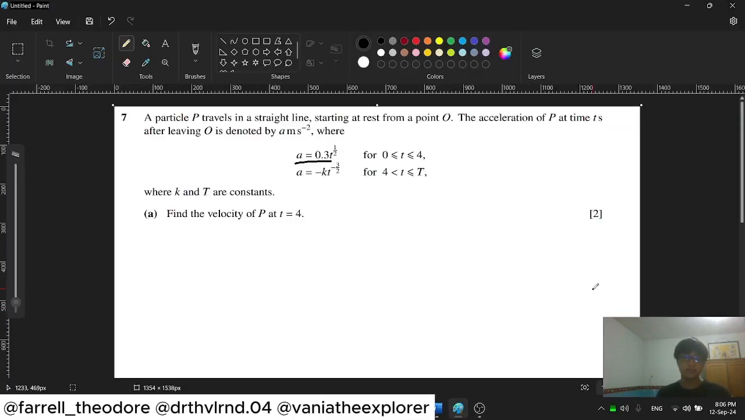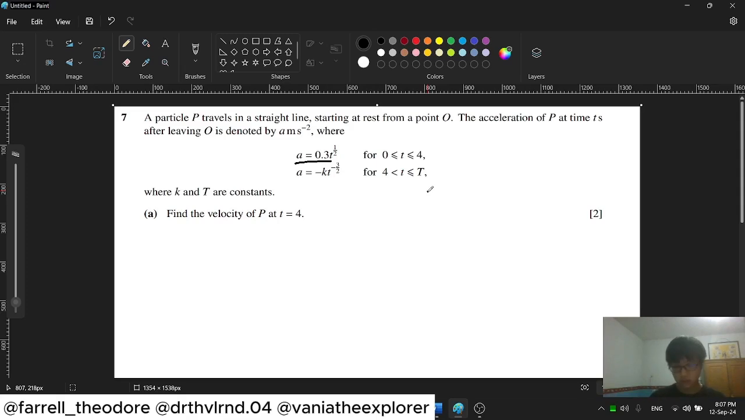And finally, now number 7. A particle P travels in a straight line, starting at rest from a point O. The acceleration of P at time t seconds after leaving O is denoted as a meters per second squared, where a is equal to 0.3 t to the power of half for 0 to 4 seconds, and a is equal to negative k t to the power of negative 3 over 2 for t above 4 seconds, where k and t are constants. Find the velocity of P at t equal to 4.